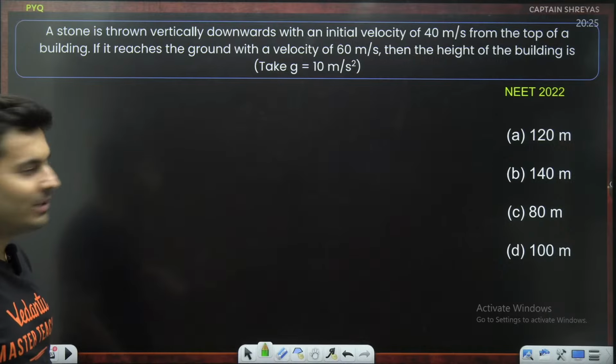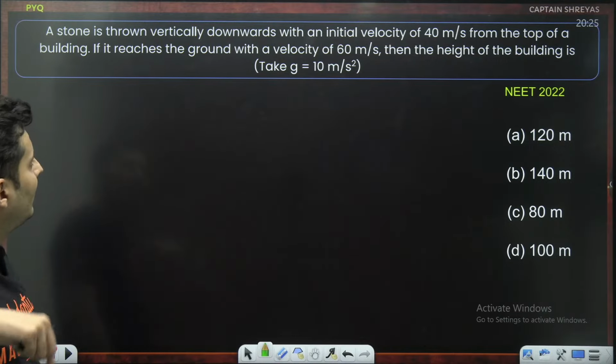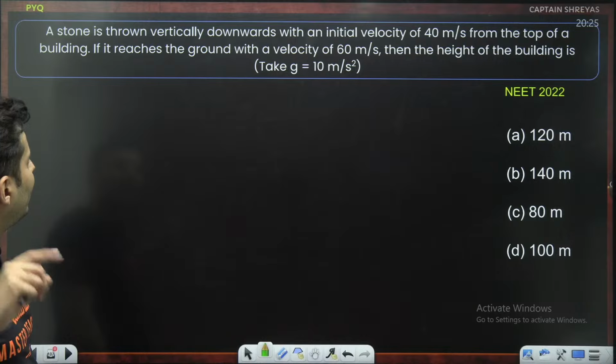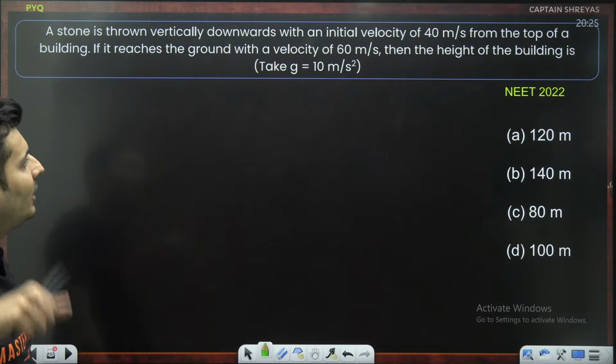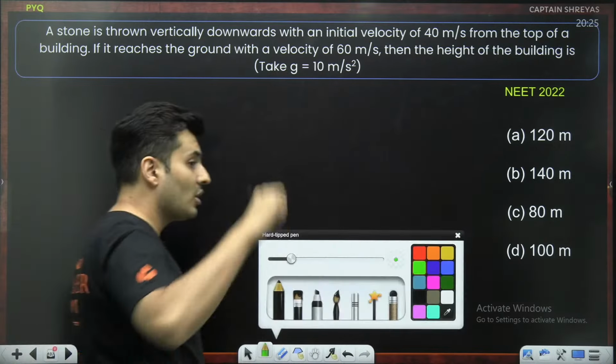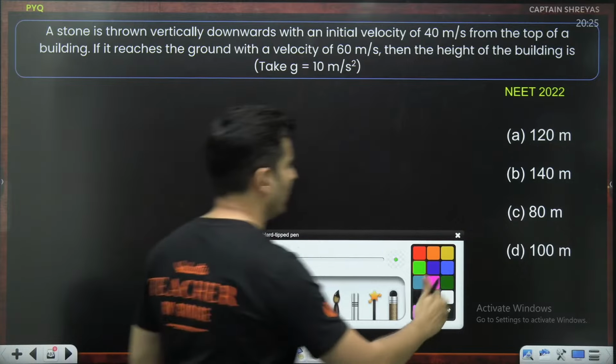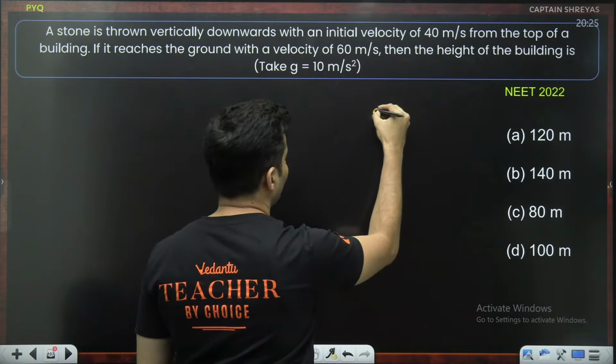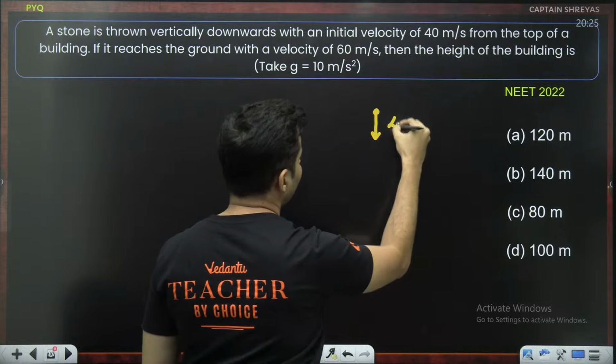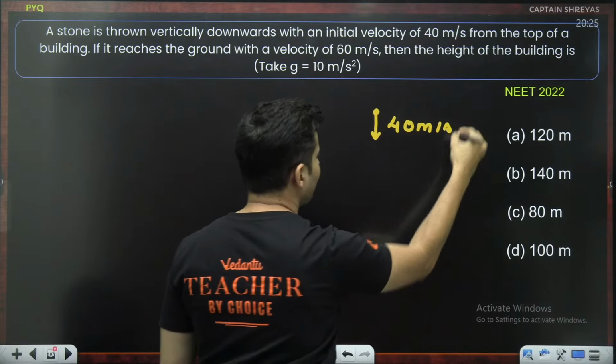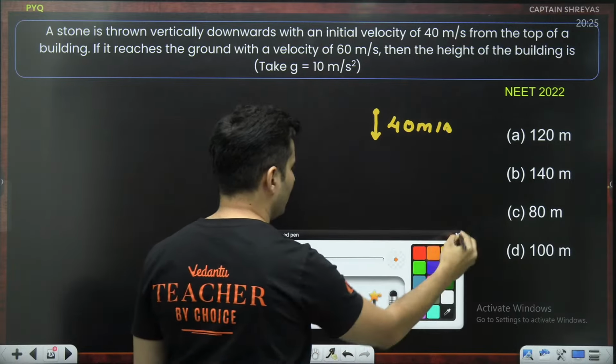This was asked in NEET 2022. A stone is thrown vertically down with some speed from the top. It reaches the ground with 60. The height of the building is how much? You're not dropping it. You are deliberately throwing it. That is very, very important. With what speed are you deliberately throwing? 40 meters per second.